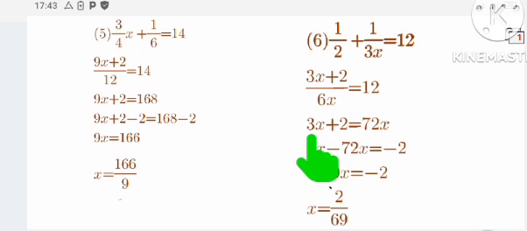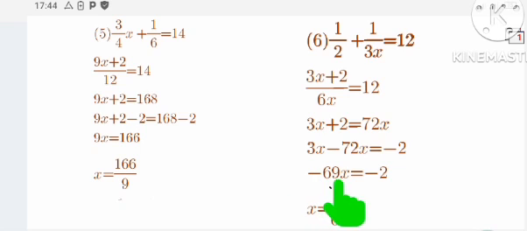Another way you can do this is by subtracting 3. Since we have 3 here, if you subtract 3 from both sides, we are going to have 2 on this side. Then we are going to have 72x minus 3x. But we did it this way, and notwithstanding, it will give you the same answer. 3x minus 72x will give you negative 69x. This is equal to negative 2.